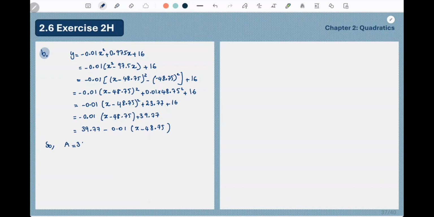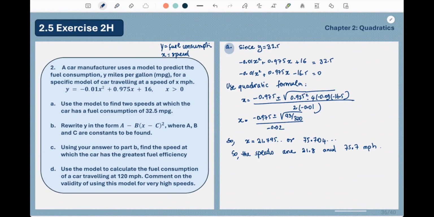So A is 39.77, B is 0.01, because if you remember from earlier, there was a minus here, and again, there's a minus here, so C is 48.75. If there was a plus, then C would be minus 48. And I think we've done what we were required to by the question. So rewriting the form, yeah, we've done that. We found the constants A, B, and C.